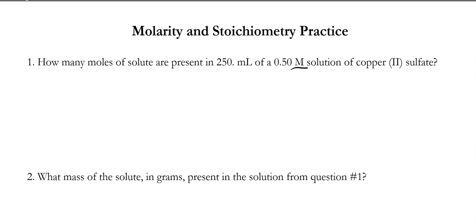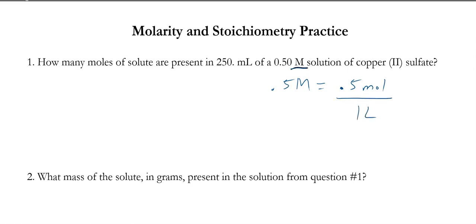We need to figure out how many moles are in that 250 milliliters if it's at that concentration of 0.5 molar. Now, we know that molarity stands for moles of solute per liter of solution. Let me write that here. We know that 0.5 molar is the same as saying that we have 0.5 moles of solute, which is the copper 2 sulfate, per 1 liter of solution.